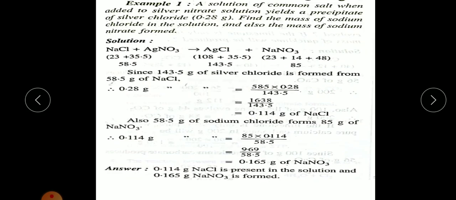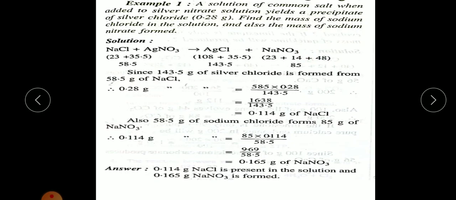Okay, so now let us proceed with the numerical. A question is there: a solution of common salt when added to silver nitrate solution yields a precipitate of silver chloride, which is 0.28 gram. Find the mass of sodium chloride in the solution, and also find the mass of sodium nitrate formed. Okay, so the condition is given to you and the equation is not given. It is mentioned that common salt, that means sodium chloride, reacts with silver nitrate solution, and it gives a precipitate of silver chloride, AgCl, and the other byproduct formed will be sodium nitrate. Okay, this is the equation.